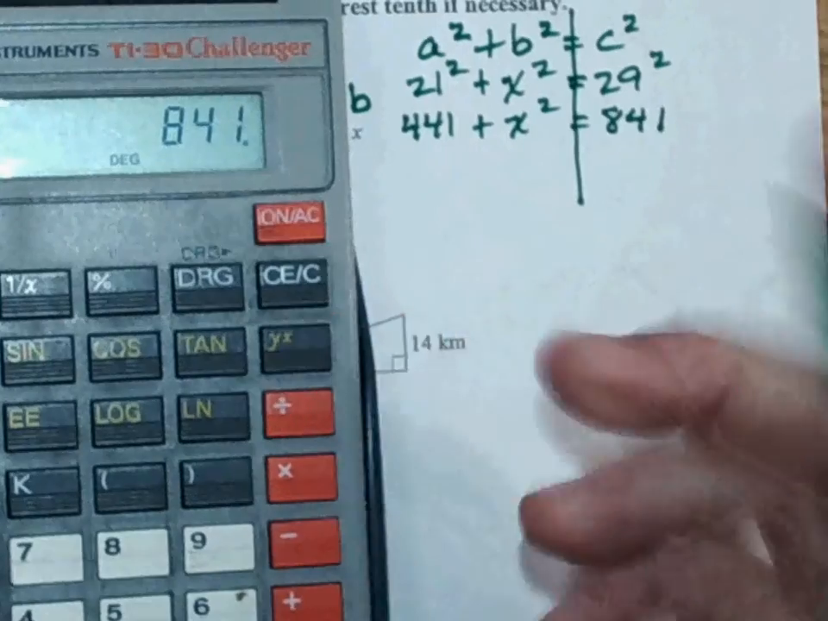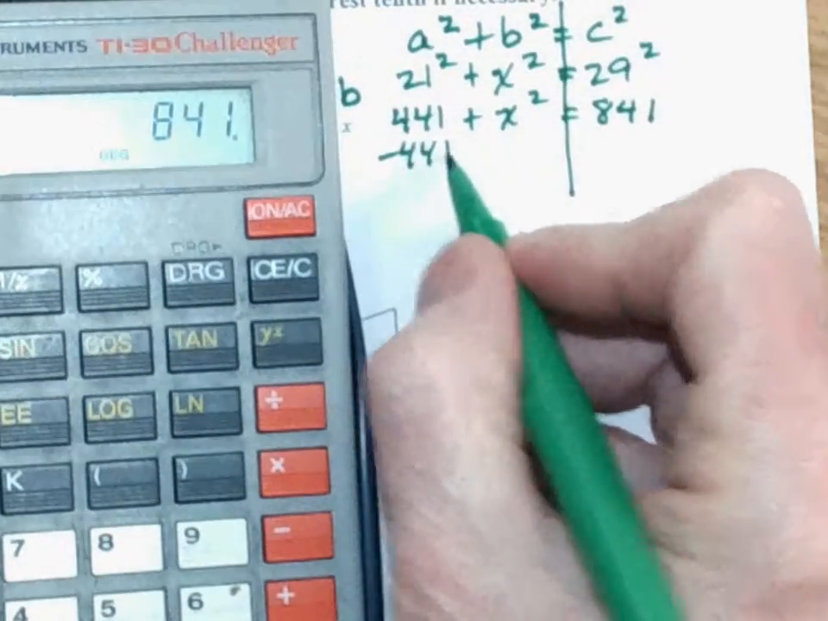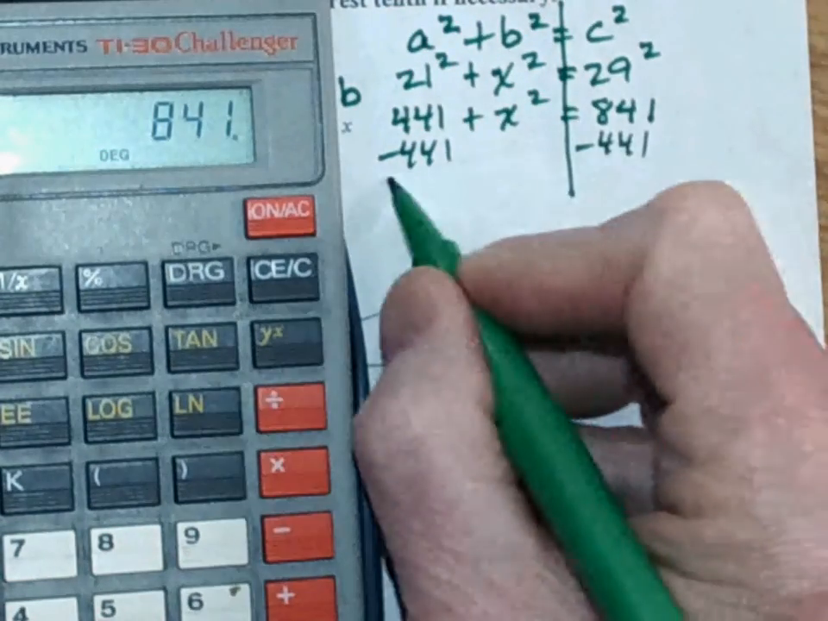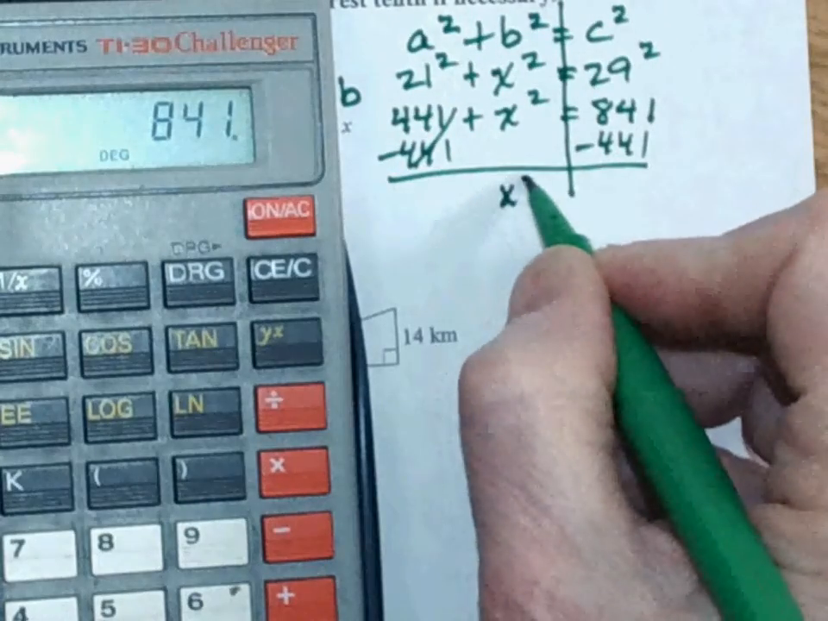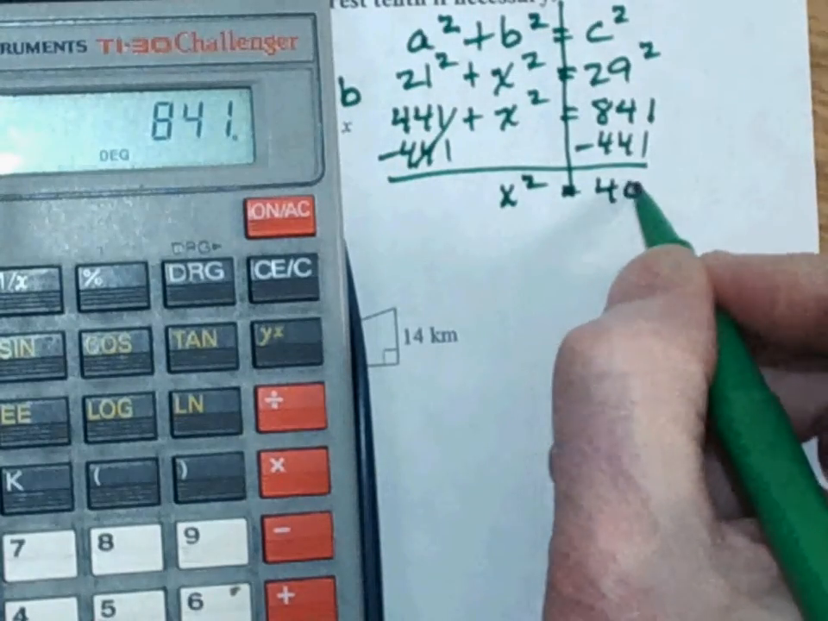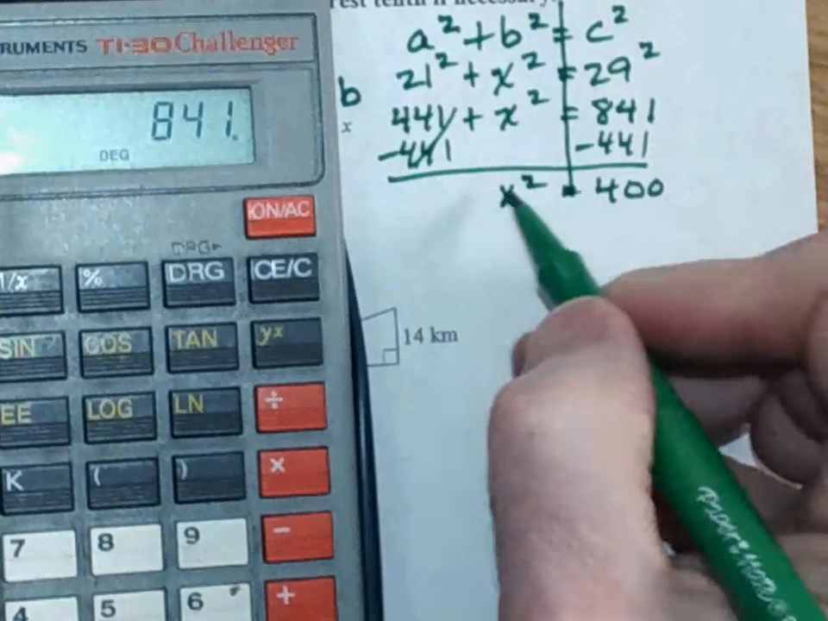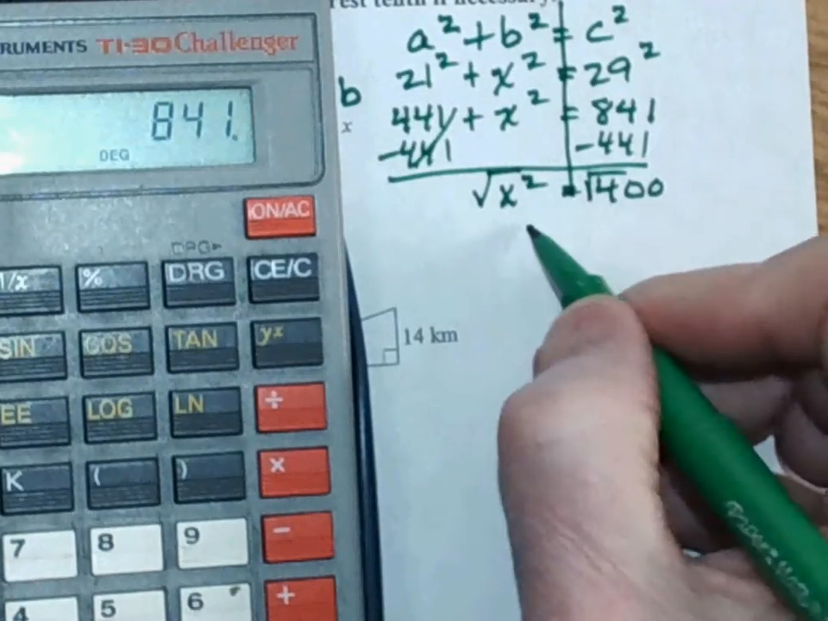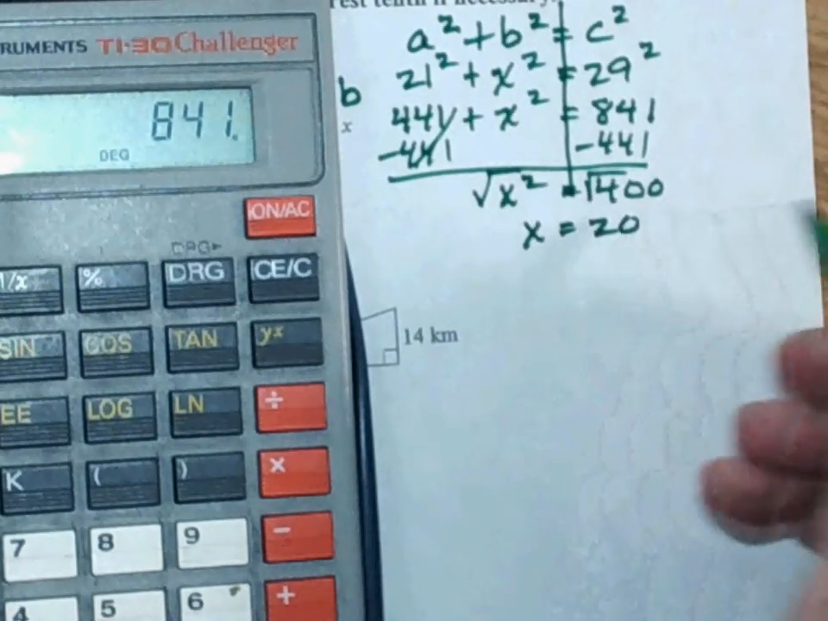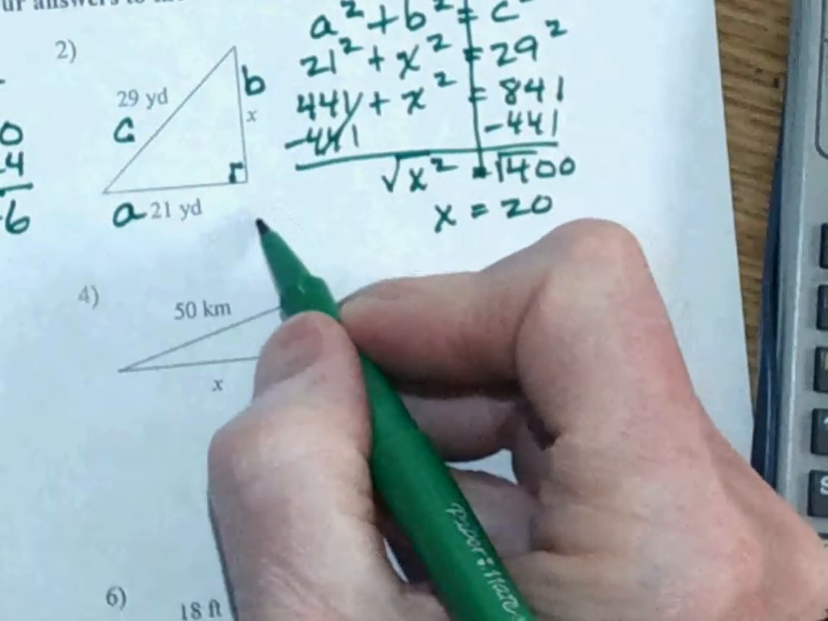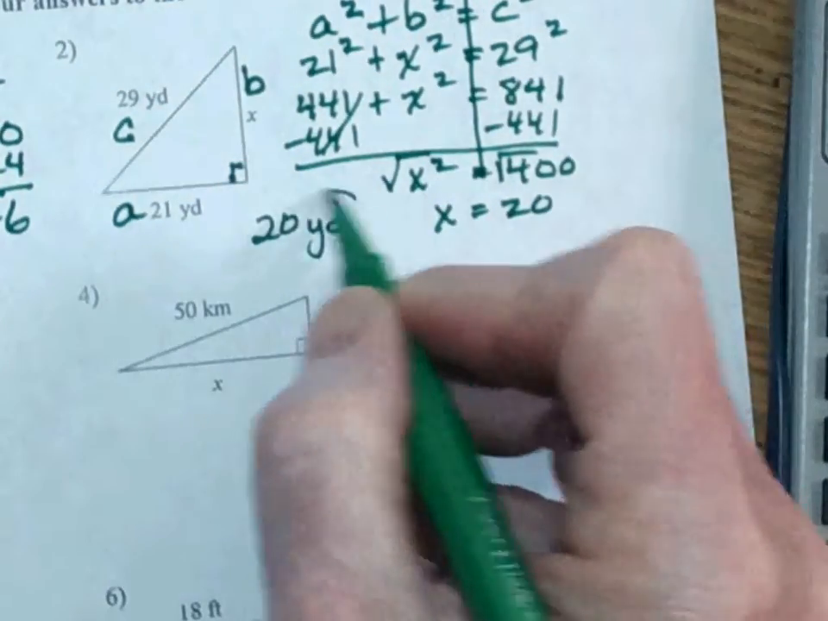When I solve for x, I subtract 441 from both sides. X squared is equal to 400. I take the square root of both sides. I get x is equal to 20. That answer makes sense. The answer is 20 yards.